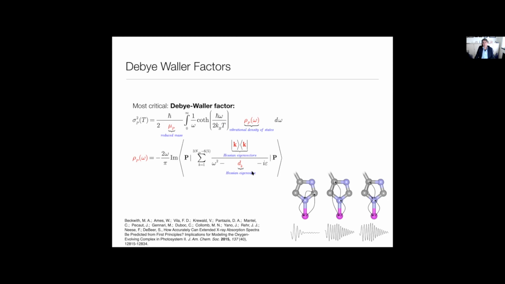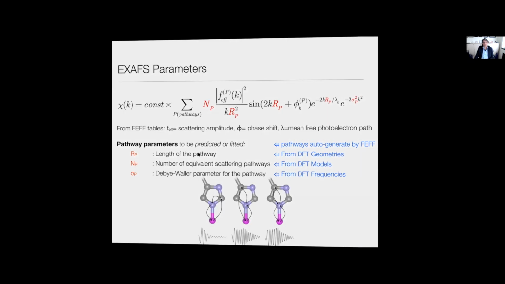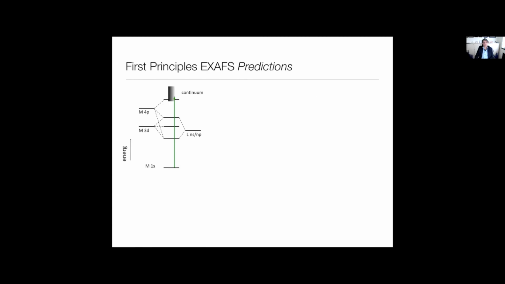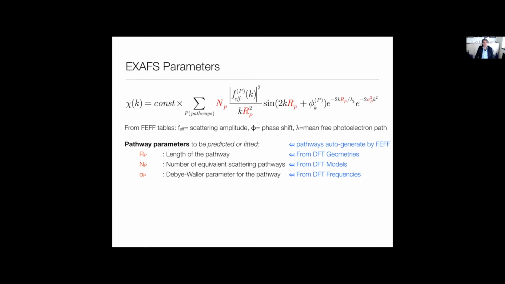And so you can evaluate these equations theoretically, and then you have eliminated that as a fit parameter or fudge factor, right? And that means you know everything, right? So you have the length of the pathway, that is all DFT. Oh, I apologize. I'm being the victim of my animation here. So you know the length of the pathway and the number of equivalent scatterings from the DFT geometry optimization, and you calculate the Debye-Waller factors from the DFT frequencies. And that means you can evaluate the EXAFS spectrum completely theoretically.